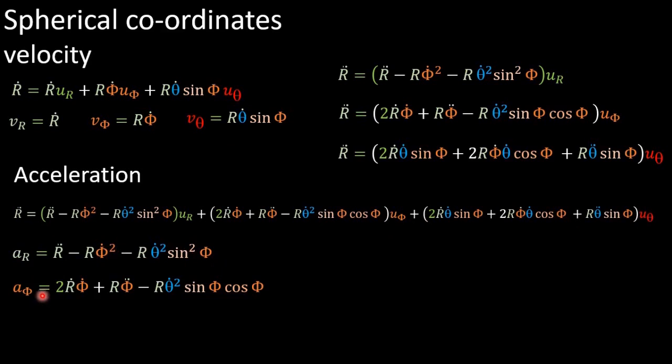And I can say the acceleration in the phi direction is 2 times r dot times phi dot plus r times phi double dot minus r times theta dot squared times sine phi times cos phi. So this is acceleration in the phi direction. And the acceleration in the theta direction I can say is 2 times r dot times phi dot times sine phi plus 2 times r times phi dot times theta dot times cos phi plus r times theta double dot times sine phi. So these are the expressions I have for acceleration in spherical coordinates.